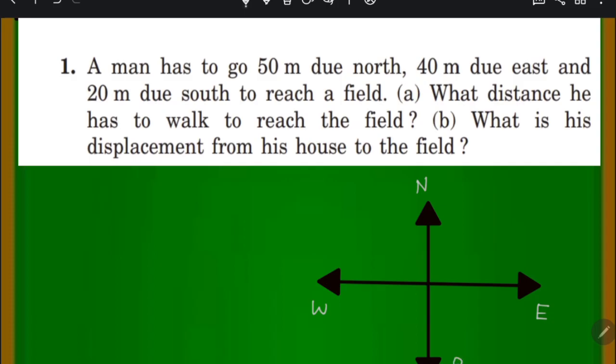A person has to go 50 meters due north. The person starts and travels 50 meters due north, then 40 meters due east, and then 20 meters due south to reach a field. What is the distance he has to walk to reach the field? What is his displacement from his house to his field?